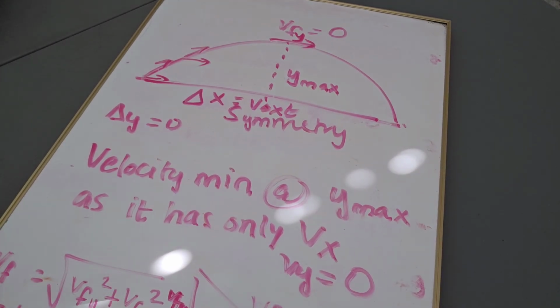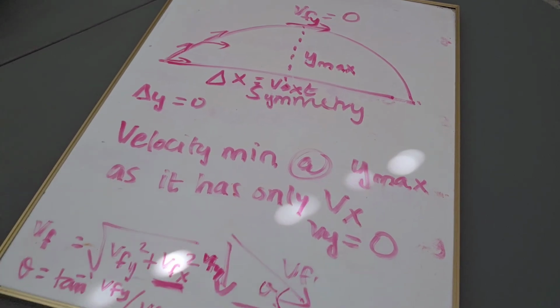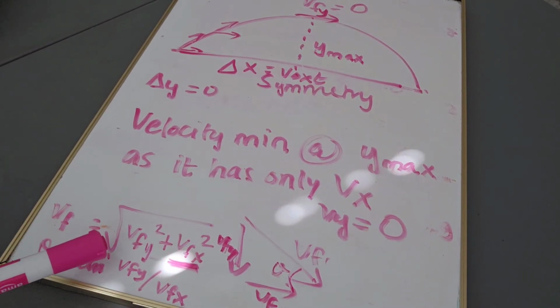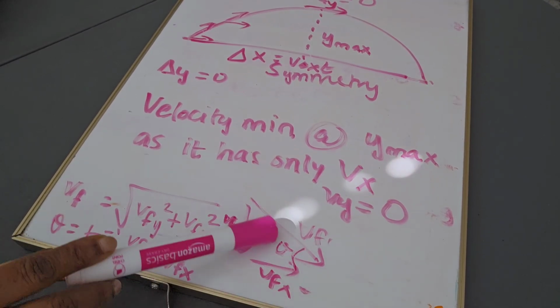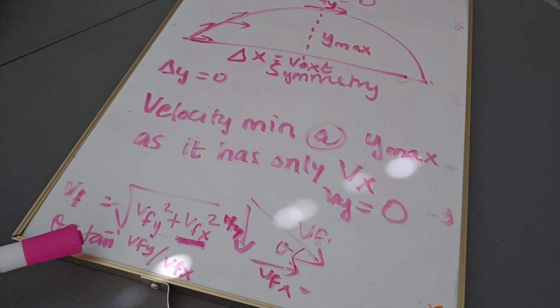And to find the velocity at which it lands, we will use the Pythagorean theorem, where you do the square root of v final x squared plus v final y squared. Keep in mind your v final x is also the same as v initial x, as there is no gravity acting in the x direction. For that reason, you will still use your initial x as your final x. And to find the theta at which it's landing, you do tan inverse of v final y over v final x.